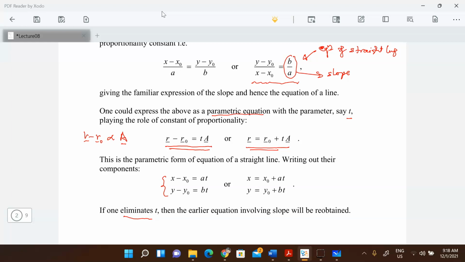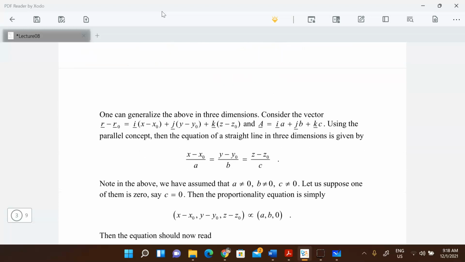I introduced initially the concept of parallel vectors that can define a particular equation of a line. So there are 2 ways. One is using that over here. The other is using these parametric equations. Now we can generalize this idea to 3 dimensions. For 3 dimensions, we use the same thing: if this vector over here is parallel to that, then the ratios of these components should be the same.